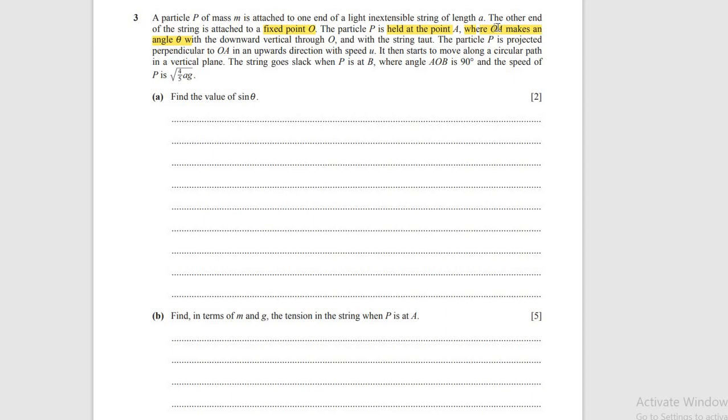The particle is projected perpendicular to OA, in the upward direction with speed u. It then starts to move along the circular path in the vertical plane. The string goes slack when P is at B. The angle at which the string goes slack is 90 degrees, and the speed of P at that point is given. Find the value of sine theta.